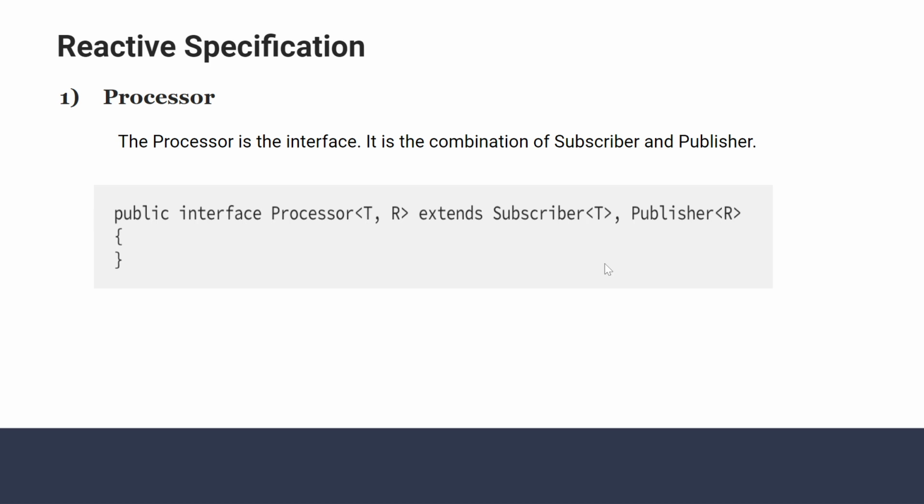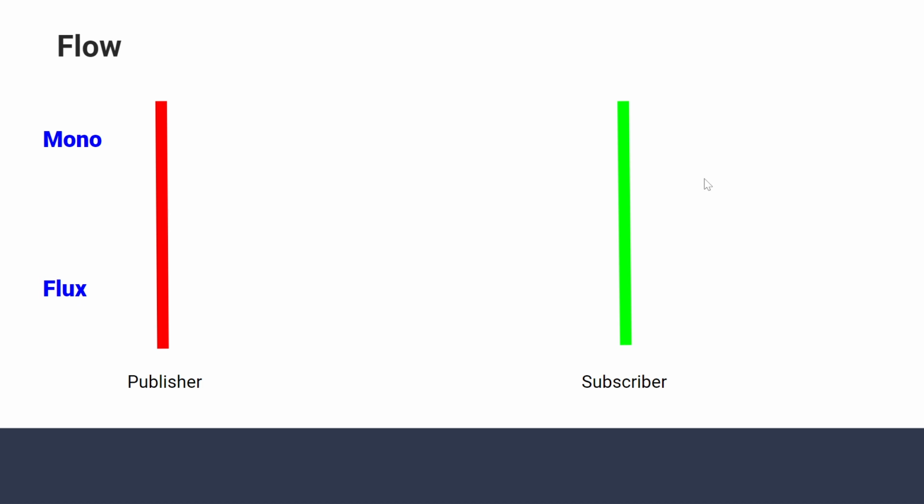The last one, Processor. Processor is an interface that extends Subscriber and Publisher. So whatever methods the Publisher and Subscriber have, the Processor also inherits from these two interfaces. It is a combination of Subscriber and Publisher. We will discuss in detail how the Publisher, Subscription and Subscriber work.